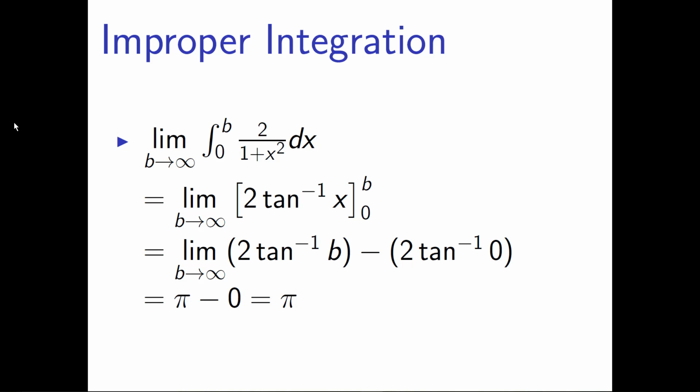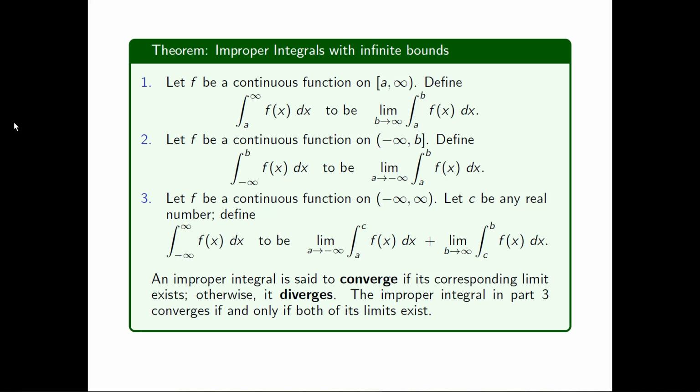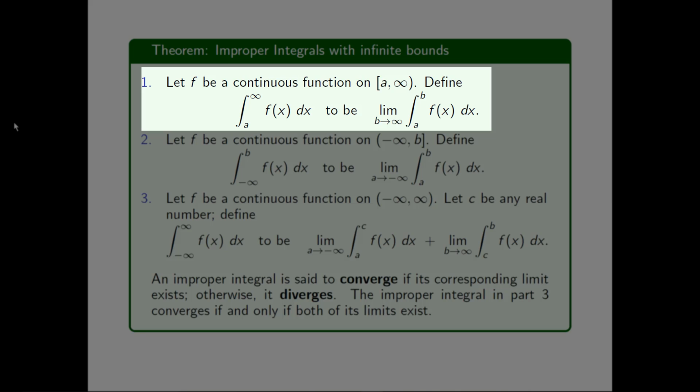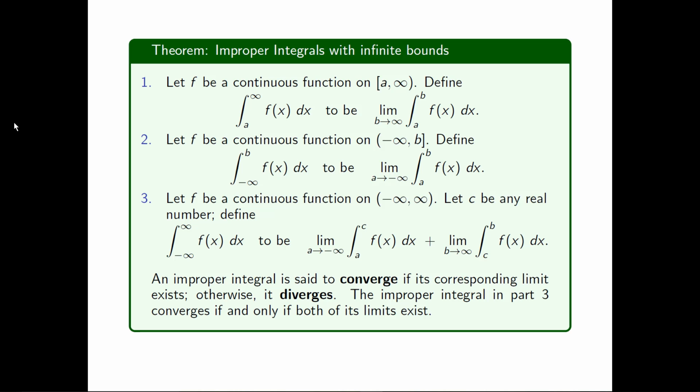So this is an example of improper integration, and maybe we'll come up with the theorem. We're going to let f be a continuous function, going from a to infinity, at least in the top example. Instead of integrating from a to infinity, we're going to integrate from a to b, and take the limit of that as b goes to infinity. That's our first type.